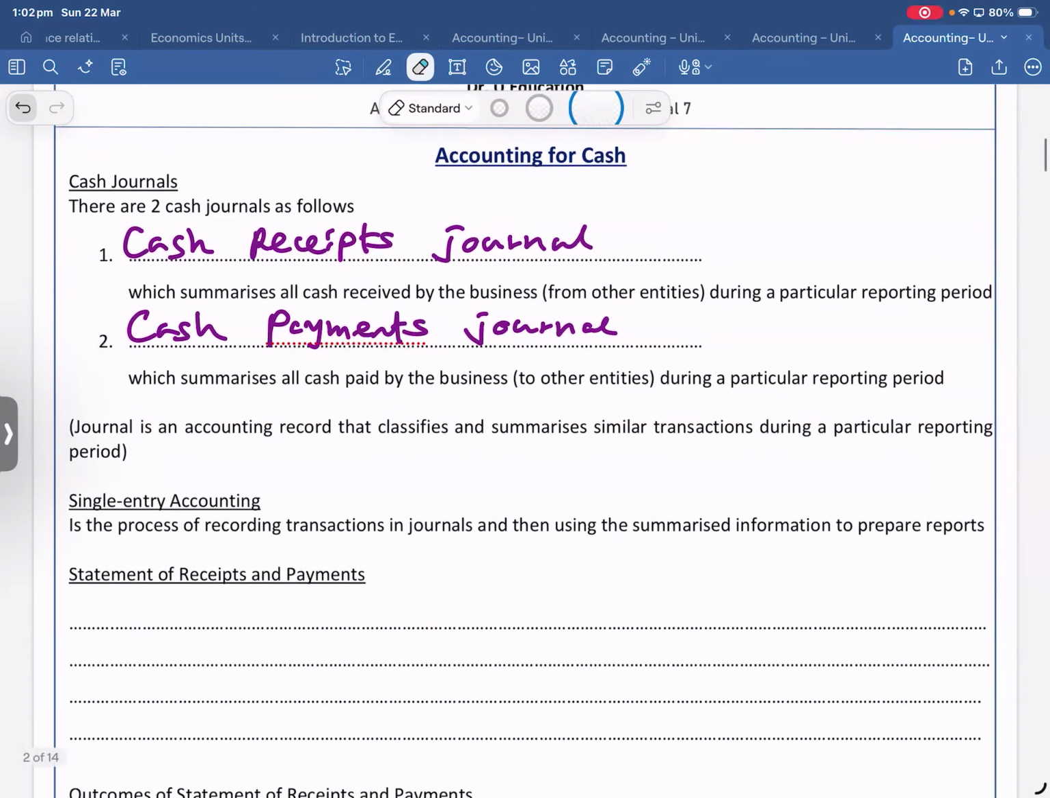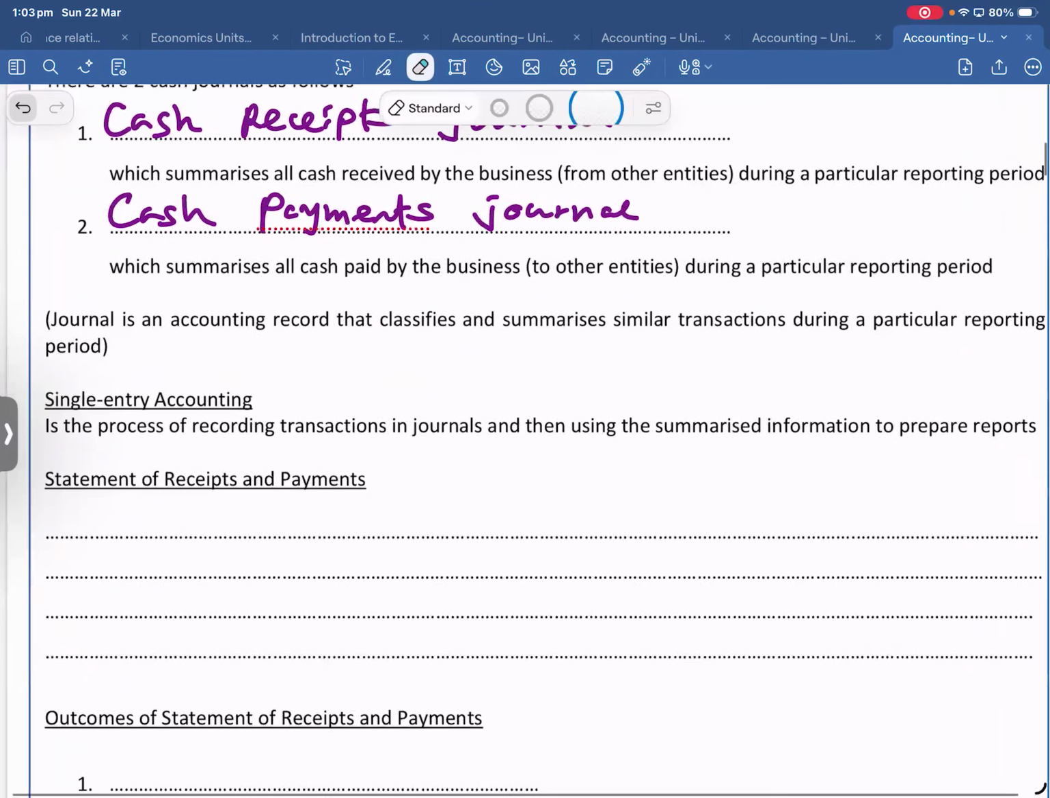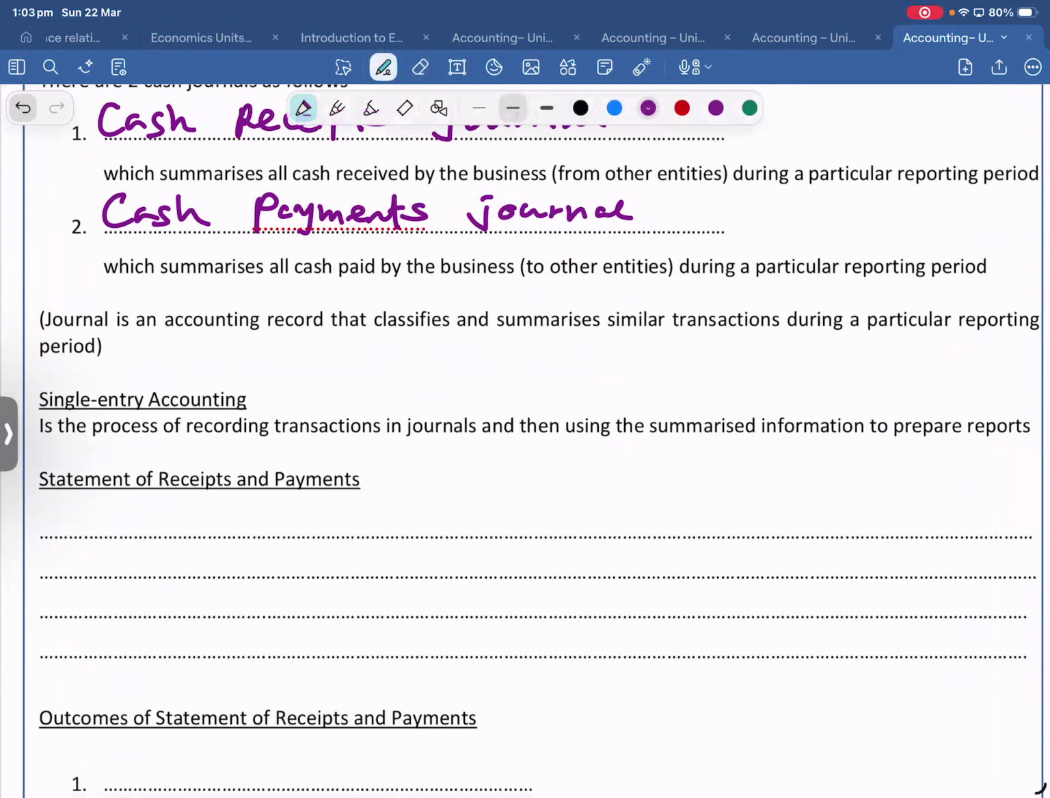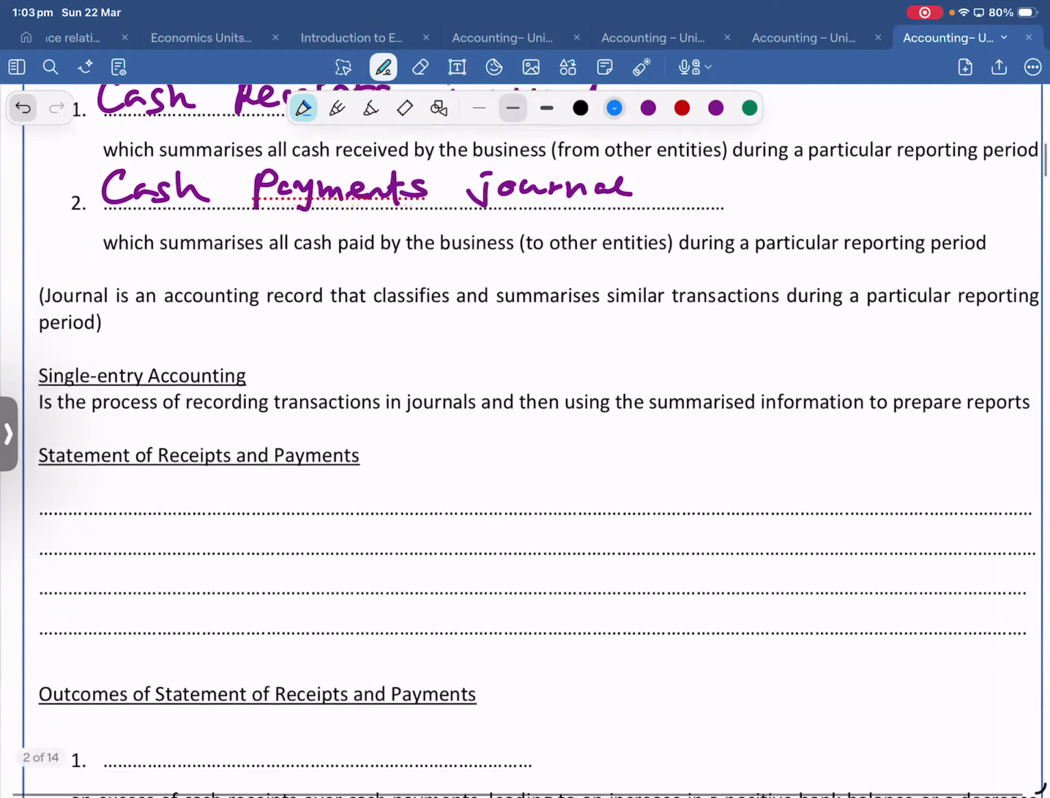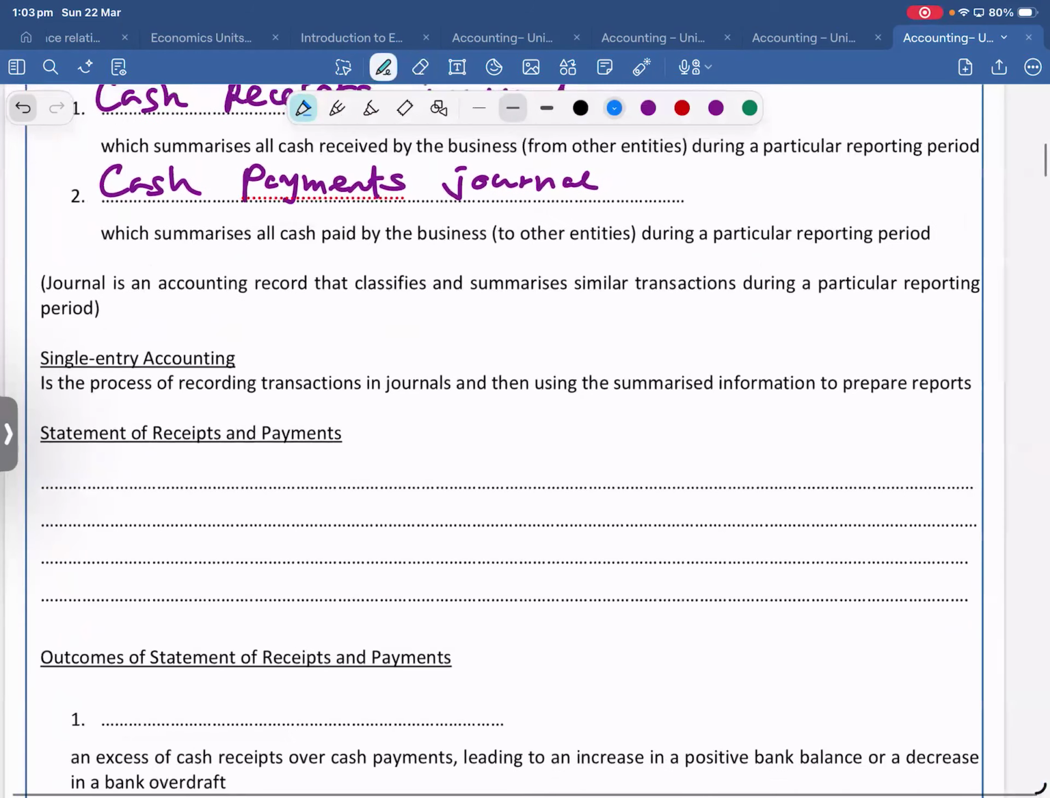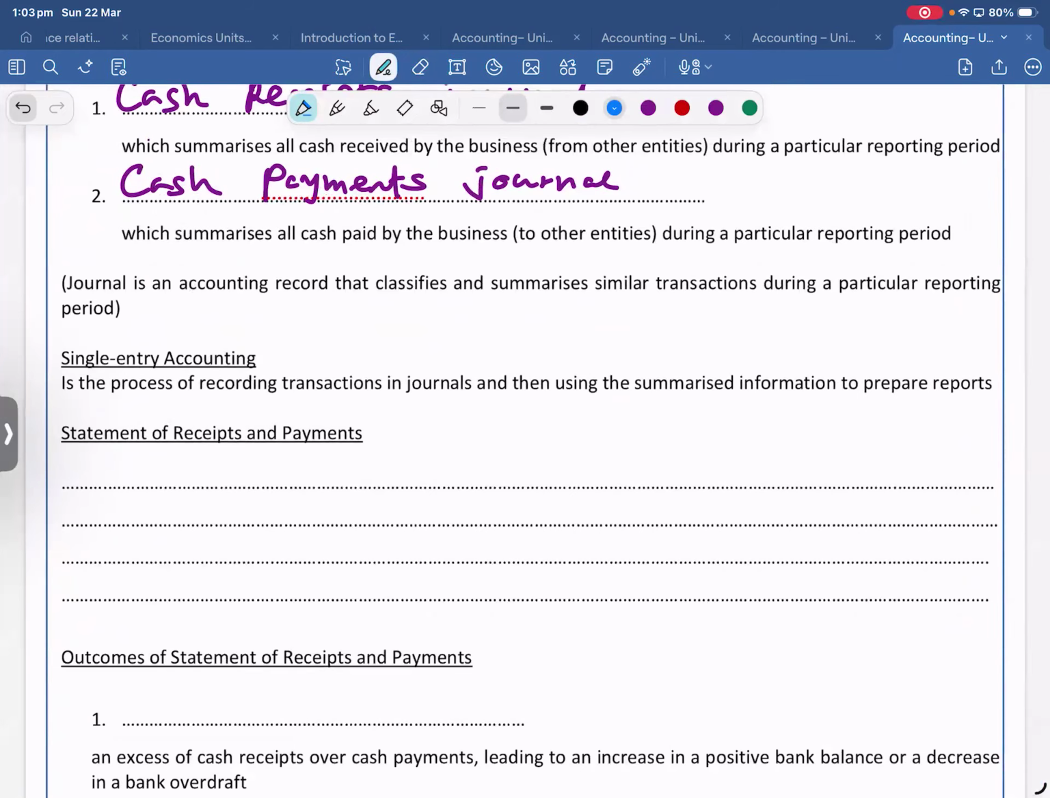So the next one, take down the single entry accounting. Statement of receipts and payments. And accounting.